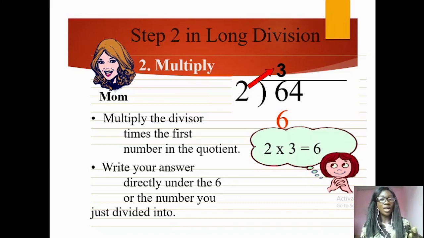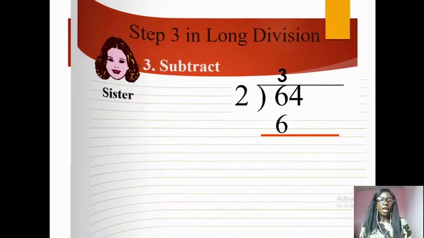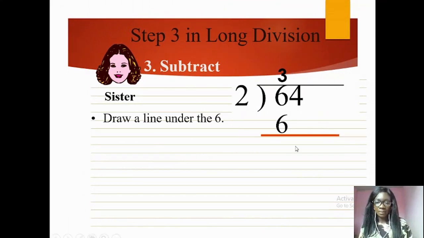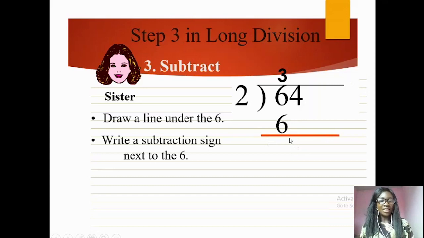So the next one is what? Is sister. Okay, sister is what? Subtraction. So let's see what sister says. Sister said we should draw a line under what? 6. So this is my line. This red line you see here is my line. And she also said we should write what? The subtraction sign next to 6. So we have what? Our subtraction sign here. I hope you're following me.